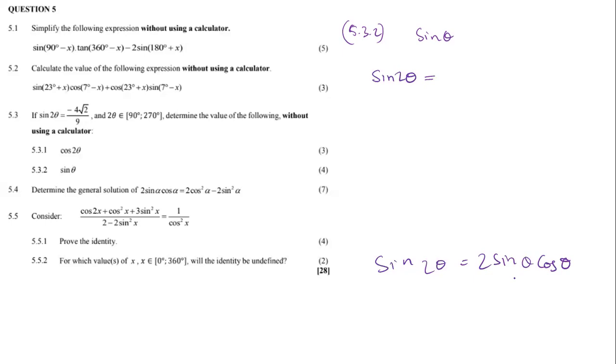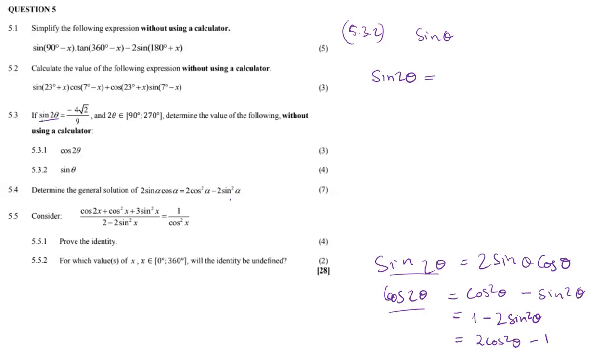And then the double angle for cos 2 theta. Don't be a superhero, refer to your formula sheet. We can have cos squared theta minus sine squared theta. Another formula that we can make use of is 1 minus 2 sine squared theta. And another one is 2 cos squared theta minus 1. So these are the double angles, right?